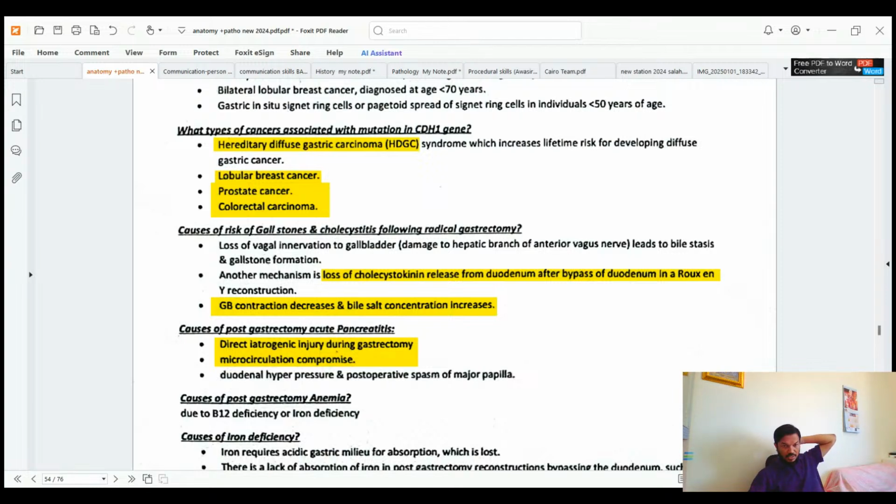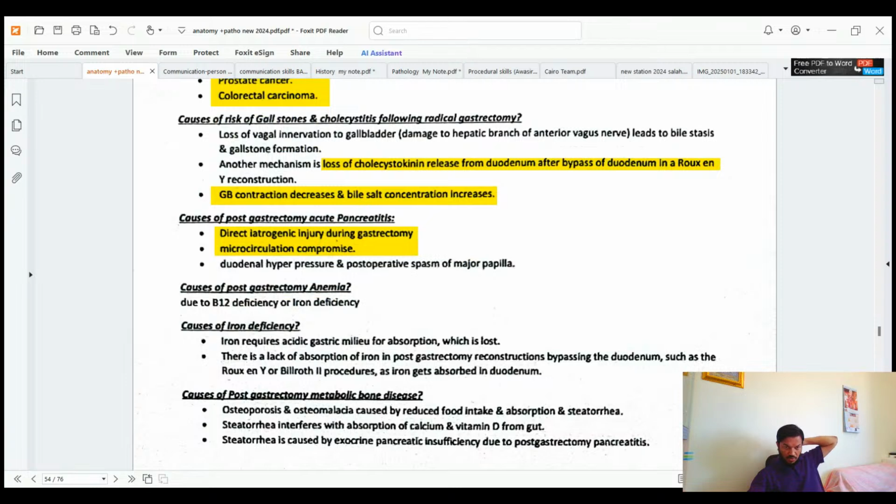Causes of post-gastrectomy anemia: due to vitamin B12 deficiency or iron deficiency.